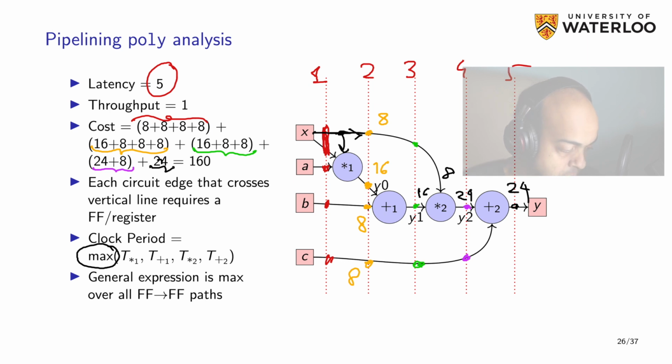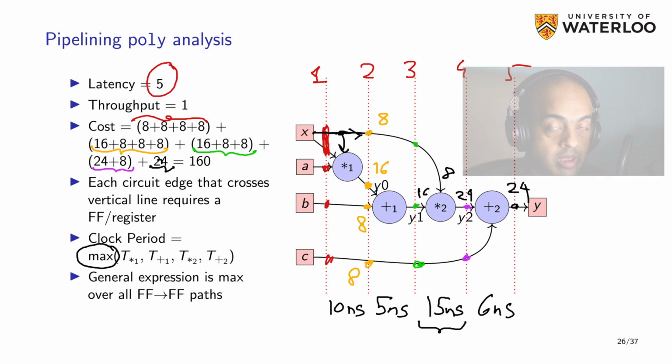So for instance, let's plug in some numbers here, right? For instance, the first multiplier was 10 nanoseconds, the first adder was 5 nanoseconds, the second multiplier, because it is a 24-bit multiplier, let's say it's 15 nanoseconds, and then this last adder is, let's say, 6 nanoseconds, right? Clearly, this is the slowest stage, and what this forces you to do is operate at the frequency of the slowest stage, right? The clock period has to be adjusted to be wide enough to account for that slowest operation of computation, right?